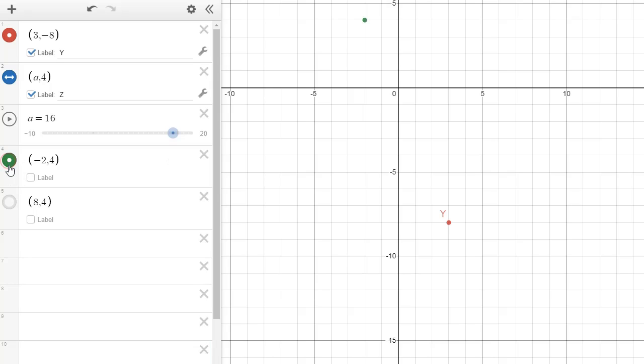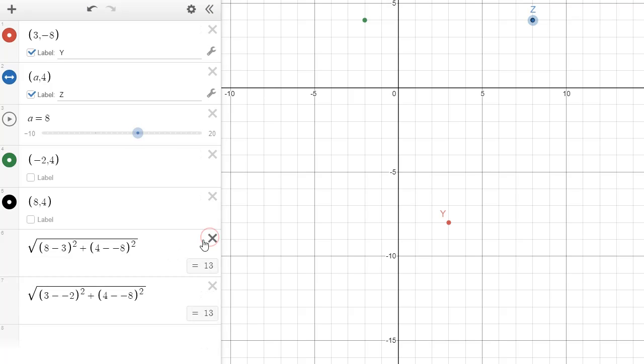If I take the one answer we got, negative 2, 4, you'll see that it is on this line y equals 4 that we had said it needed to be on. And then the other answer we had was 8, 4. There are two possible points that would be 13 away, and if you want to prove it, you can go ahead and use the distance formula using both these points and the point we knew already, and you'll notice they both equal 13.